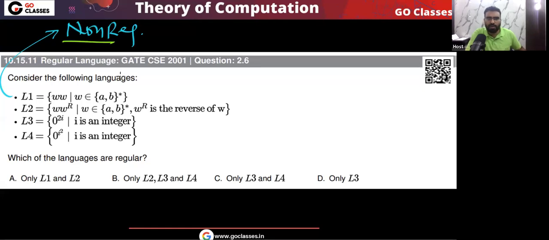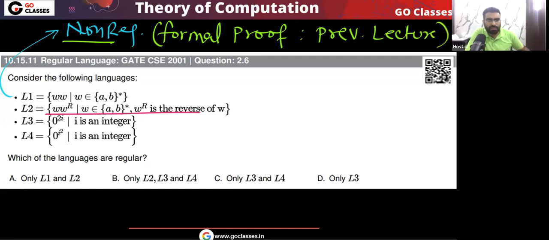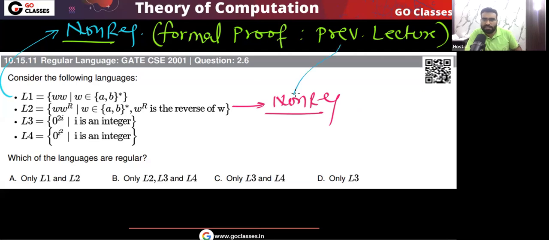If you want the formal proof of why this is non-regular, we have seen it in the previous lecture, if you remember. Correct. Okay, what about the next one? WWR, where W is a binary string, WR is the reverse of W. This also we have seen in the previous lecture. Yes or no? This is also non-regular, and the formal proof we have seen in the previous lecture. Okay, what about the remaining two?